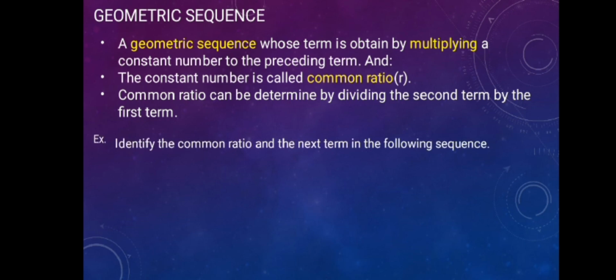For example, identify the common ratio and the next term in the following sequence. So, we need to identify the common ratio and the next term. We have the given 1, 2, 4, 8. So, it said that we need to divide the second term by the first term. So the second term in here is 2 and the first term is 1. So 2 divided by 1 is equals to 2. So the next term is 16 since 8 times 2 is equals to 16.